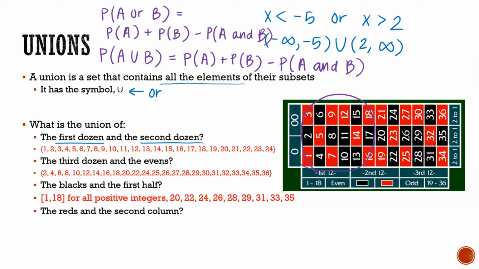For the last example, the reds and the second column. All the numbers in the second column would be listed, as well as all the remaining reds, since we are finding the union.